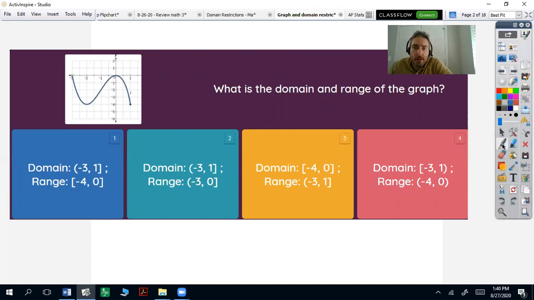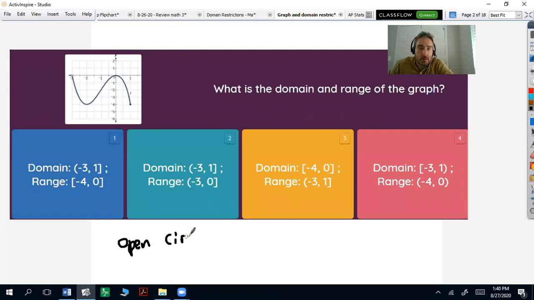When you're trying to find the domain and range from a graph, keep in mind that an open circle is going to be a parenthesis, and a closed circle is going to be brackets, whether it's the right or left side. With the domain, we're talking about x values, and with range, we're talking about y values.